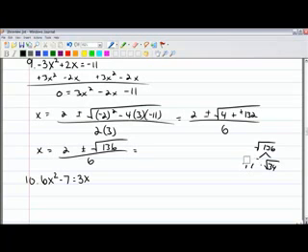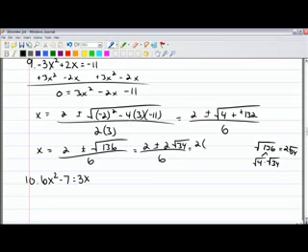Well, it's not 9. Alright, 136. Okay, 4 goes in there. 34 times. So square root 136 is 2 square root 34. So x is equal to 2 plus or minus 2 square root 34, all divided by 6. You're not done though. You can factor a 2 out of the numerator. So 2 times 1 plus or minus square root 34, all divided by 6.